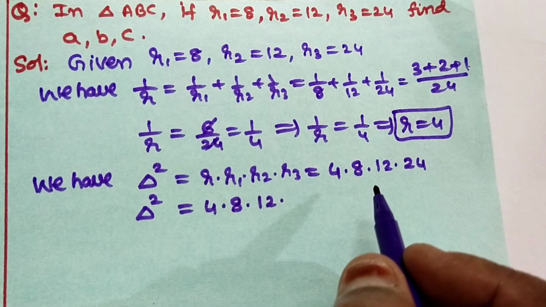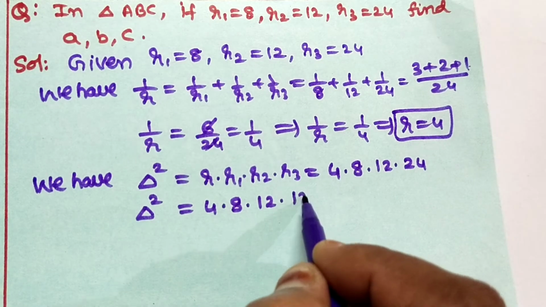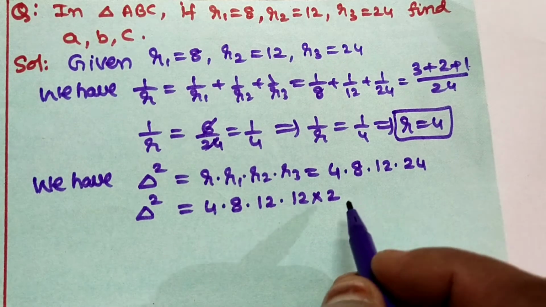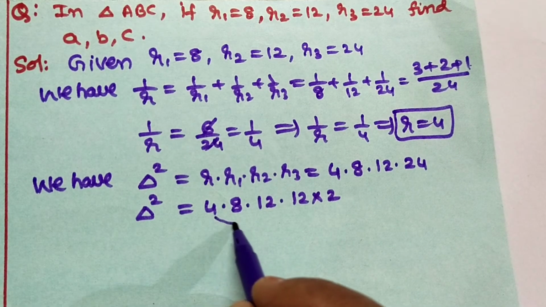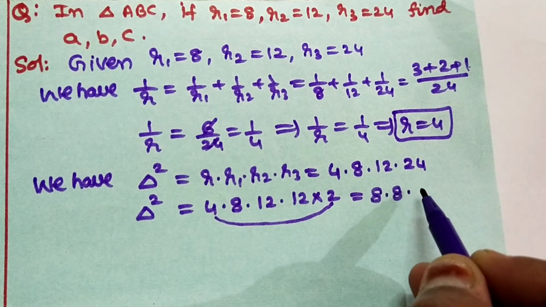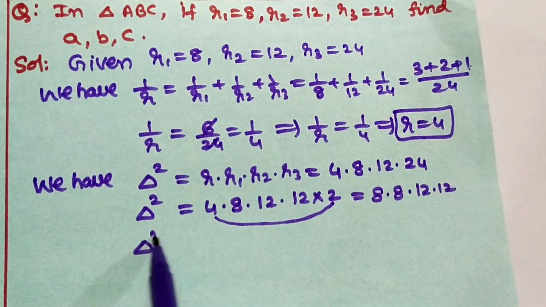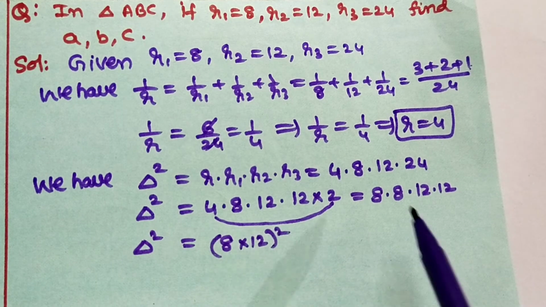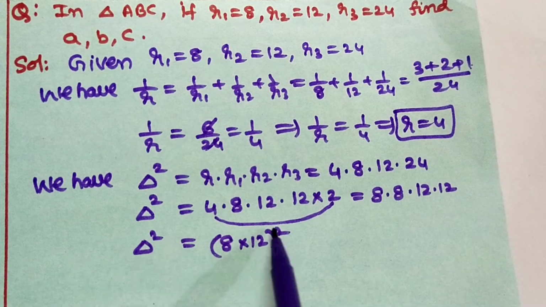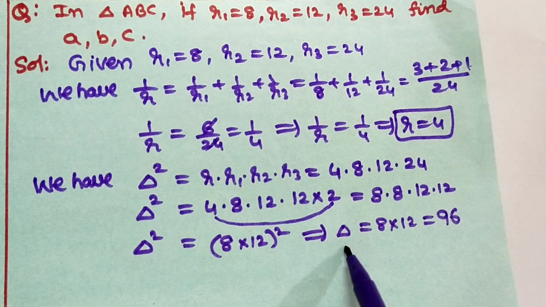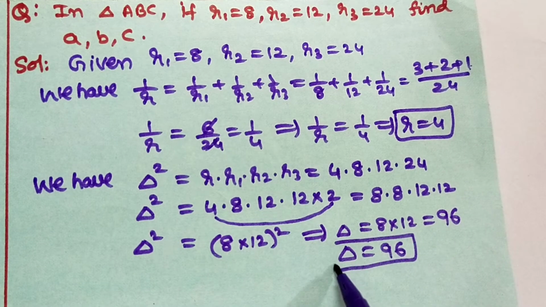24 can be written as 12 into 2. So after that, 4 into 2 is also 8, na? So 4 into 2 is 8, 8 into 8, 12 into 12. So delta square equals 8 into 12 whole square, is it right? 8 square into 12 square. So remove the squares on both sides. So delta is equal to 8 into 12, which is equal to 96. Therefore delta equals 96. We got the value of delta.